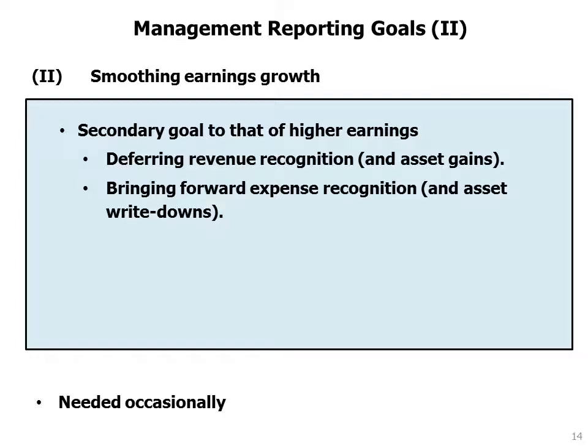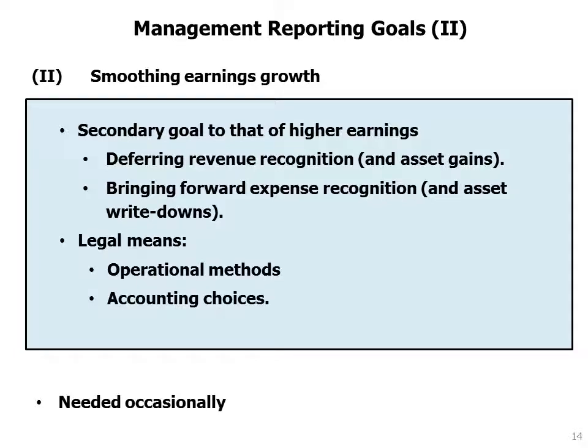And so, in addition to all of these goals of accelerating revenue, we can also have a situation in which firms may wish to defer revenue recognition. So if we've got a particularly strong quarter, to actually push off recognizing revenue or asset gains, and to bring forward expense recognition, so that rather than having a bumper quarter, we just have a very good quarter, and that revenue and those asset gains can be taken in a weaker quarter in order to achieve this secondary goal of smooth earnings growth. And again, there are legal means: operational methods and some accounting choices.